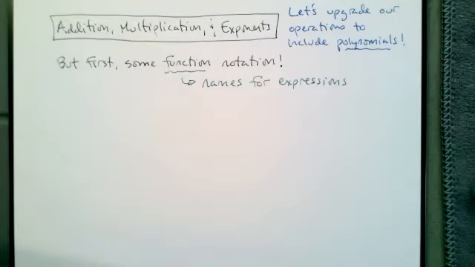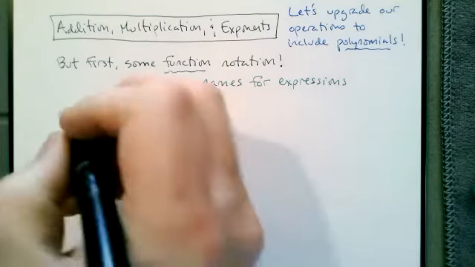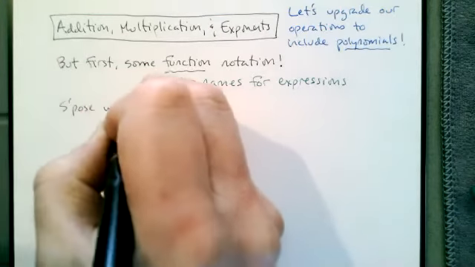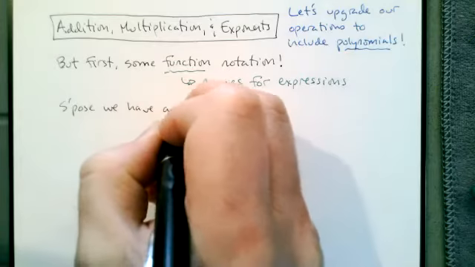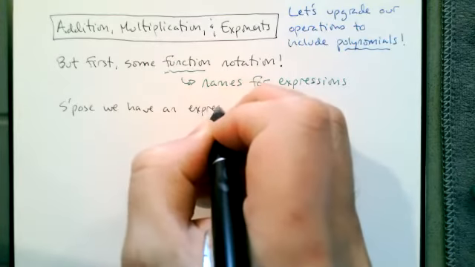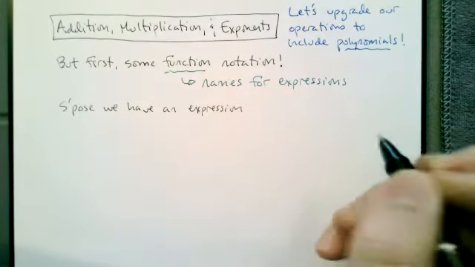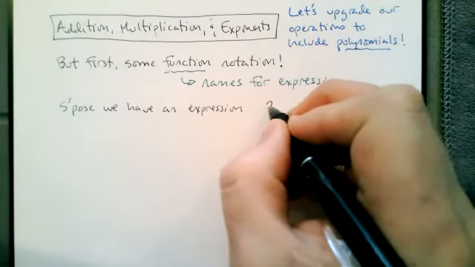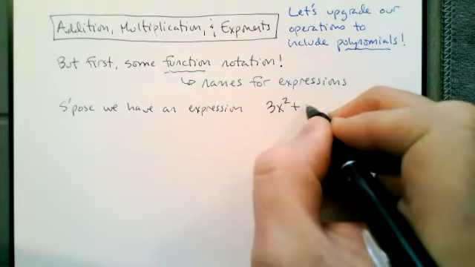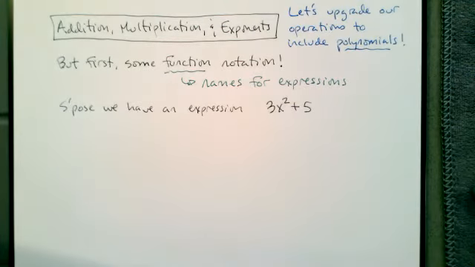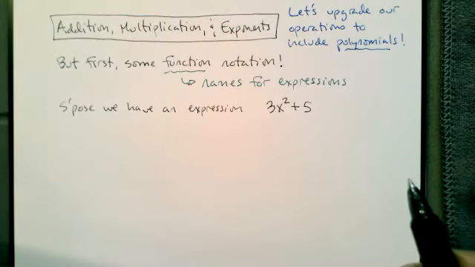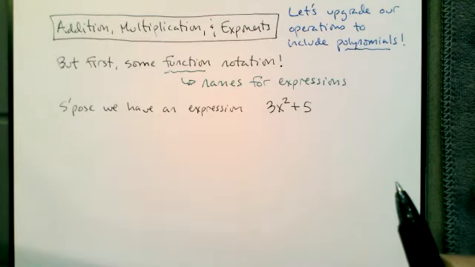So for example, suppose we have an expression like 3x squared plus 5. So the expression is just a list of things that we're going to be doing to x. We can evaluate the expression for a value of x.